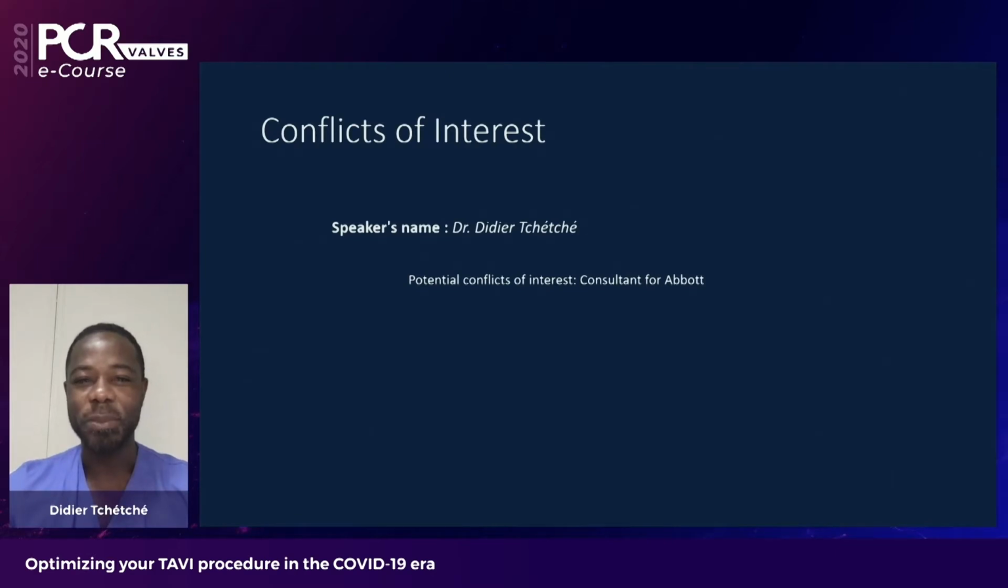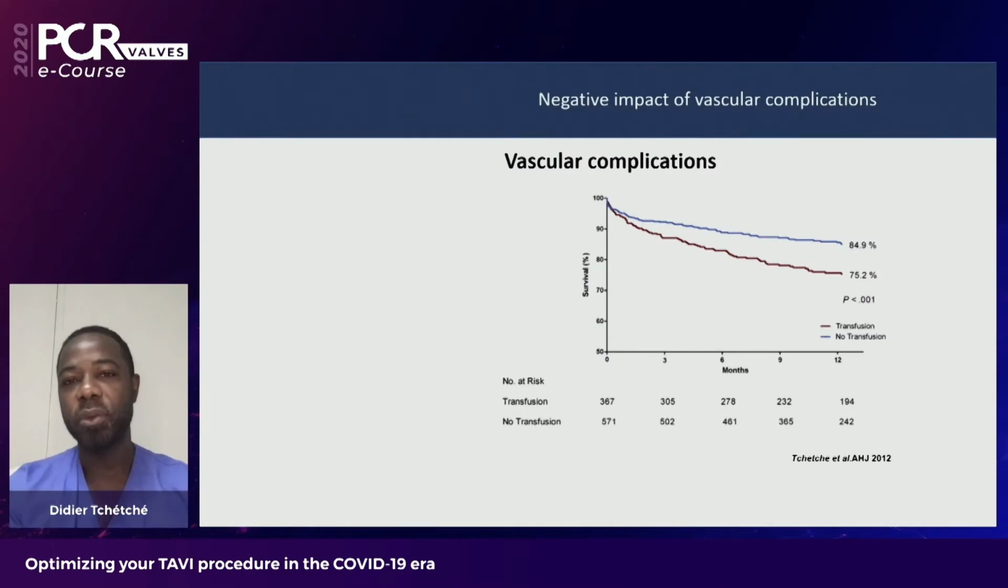Here are my disclosures. So the main consideration that we have when we move for a transfemoral procedure is to prevent vascular complications, because we know that vascular complications, when they are major, are going to impact the bleeding rates and, as a consequence, the survival of the patients. It has a negative impact on the survival. So we should try to prevent these complications.